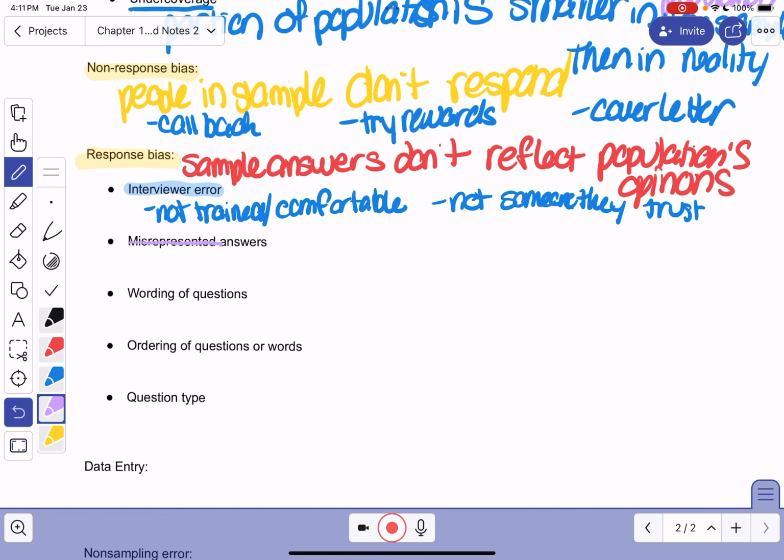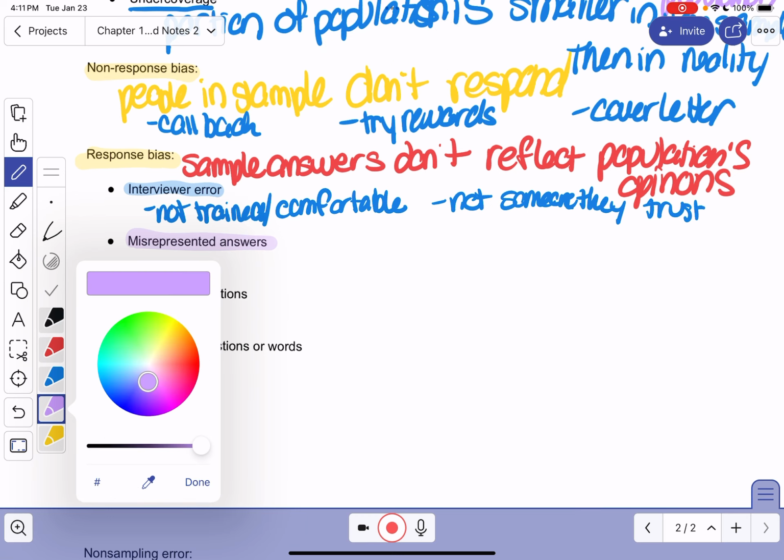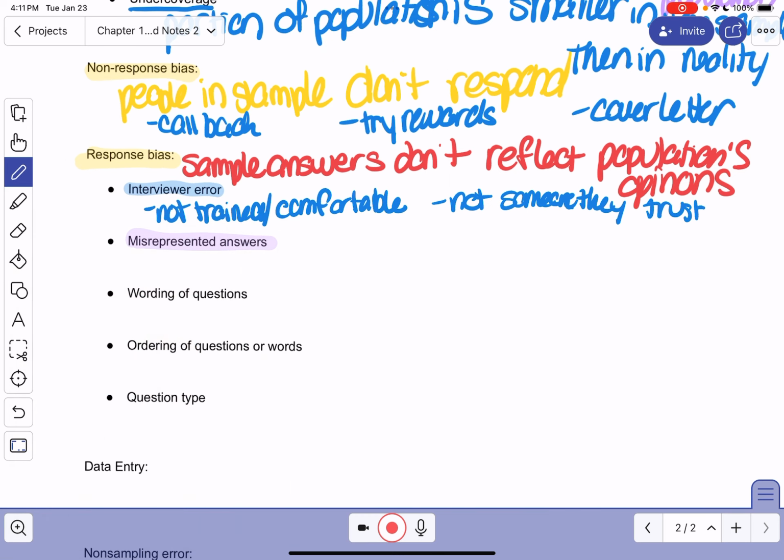You may have misrepresented answers. If maybe it's a really polarizing topic, people may lie or stretch the truth to make themselves sound better. It could be a wrong estimate. It may not even be on purpose. If I say, hey, how many times did you drive to Portland this year? I could estimate wrong and just give you the wrong answer by accident. It's not always intentional. So sometimes those answers change the results.